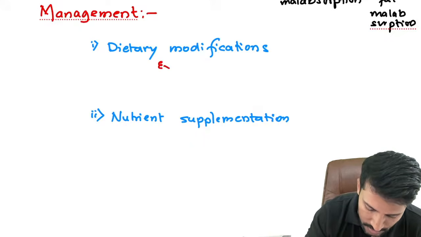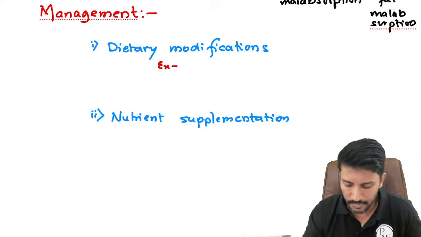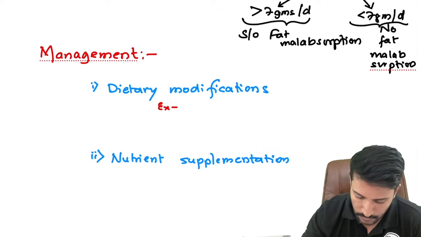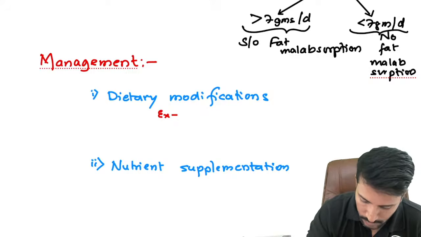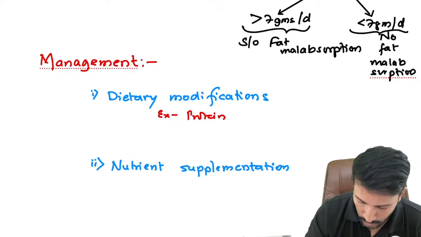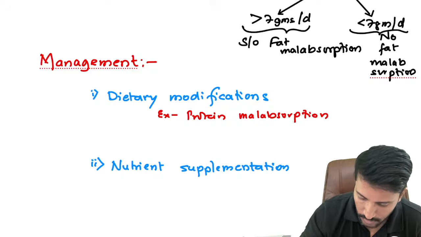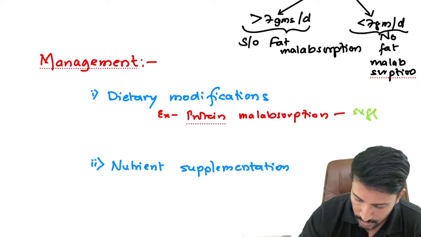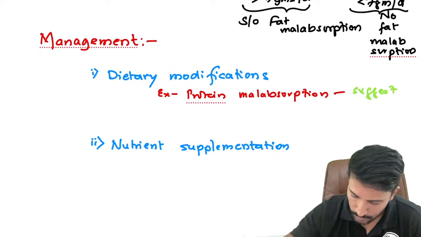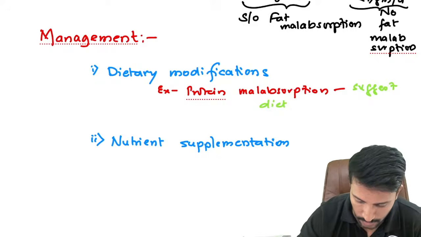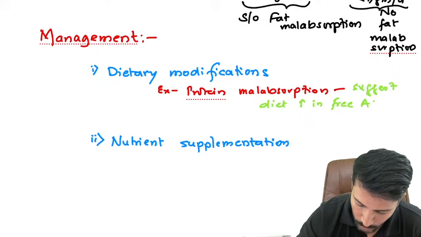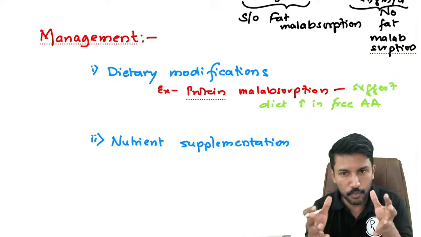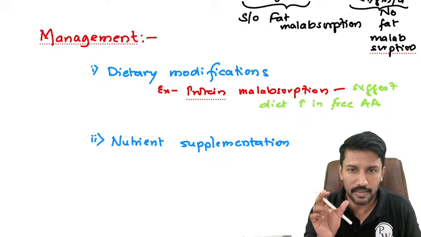So what dietary modifications are required? For example, if the patient is having protein malabsorption, what diet would I suggest? We would suggest a diet high in free amino acids, so that if the whole protein cannot be digested and absorbed, the free amino acids can be absorbed.